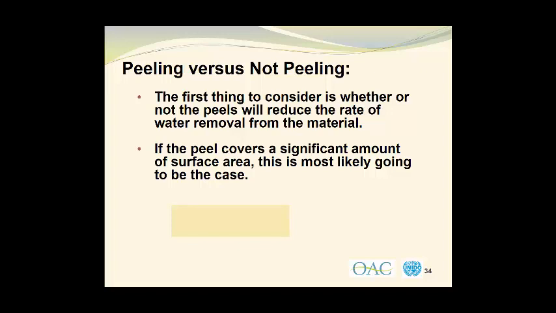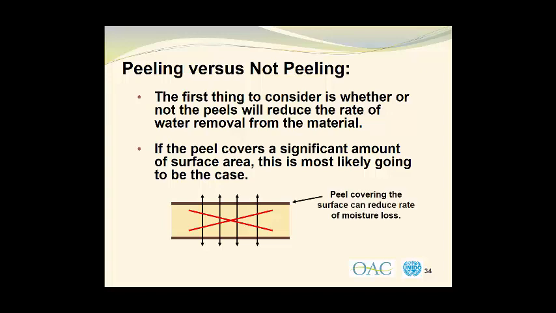So let's take a look at the material as represented by this beige rectangle. Normally, we would have moisture leaving the center of the material, going to the surface, and being lost or removed due to evaporation. However, if we have a peel on the top and bottom surface, this will block the moisture and prevent it from escaping from the surface. So we will not have efficient removal of moisture in this case. So the peel covering the surface can reduce the rate of moisture loss significantly.